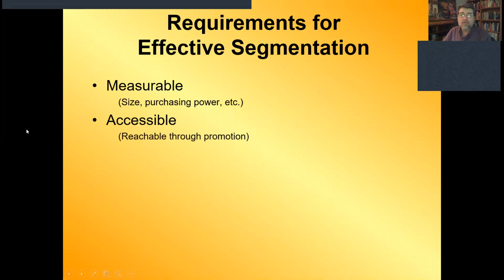So they have to be reachable through promotion. And they also need to be substantial. They need to be of a substantial size to be worth going after.